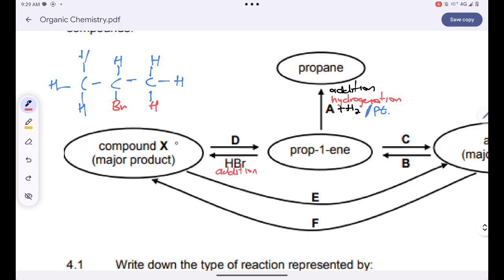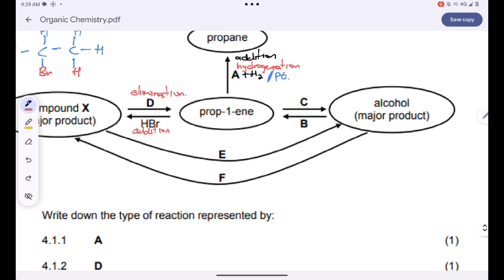Whenever I want to reverse from compound X into propyne, that means we must eliminate these two. So reaction D is just elimination, and the type of elimination is dehydrohalogenation.